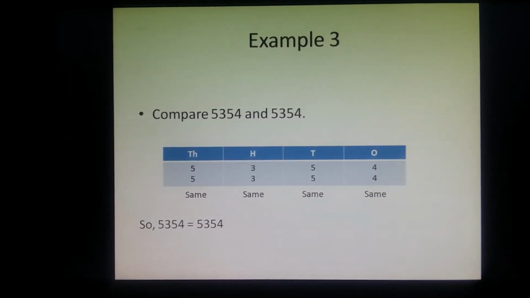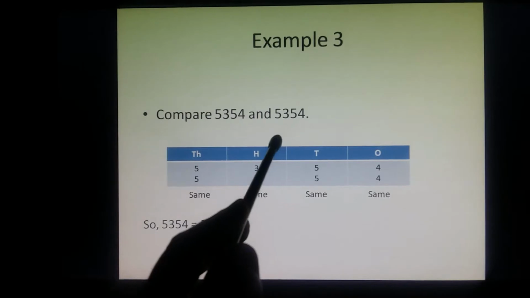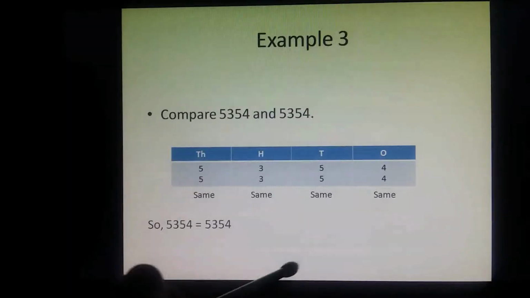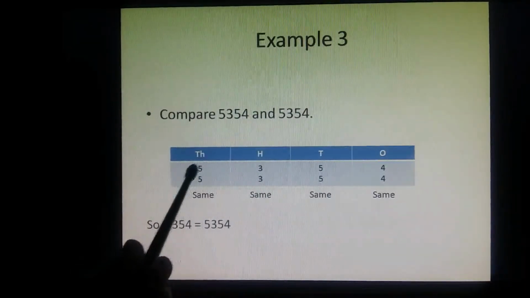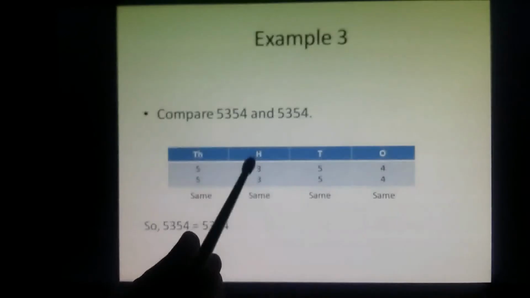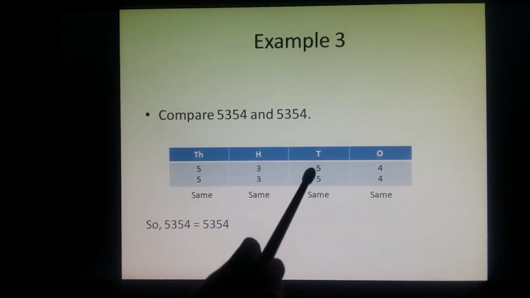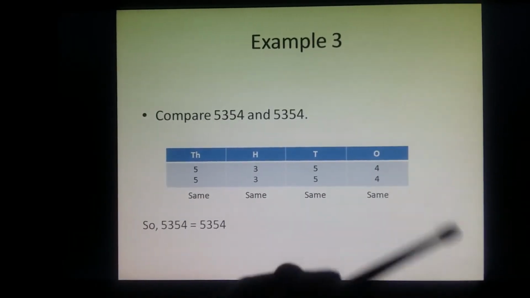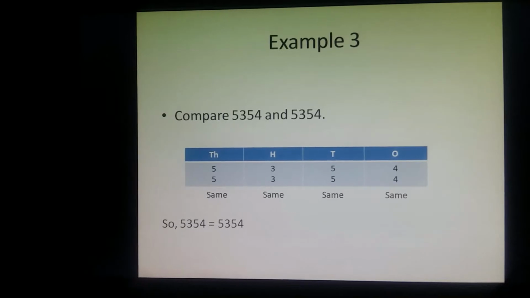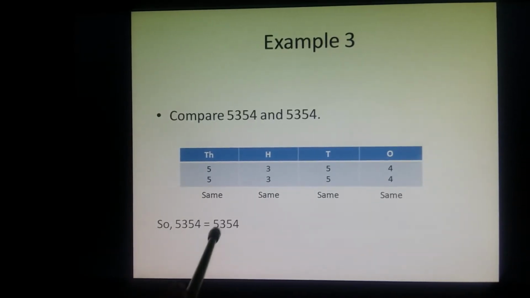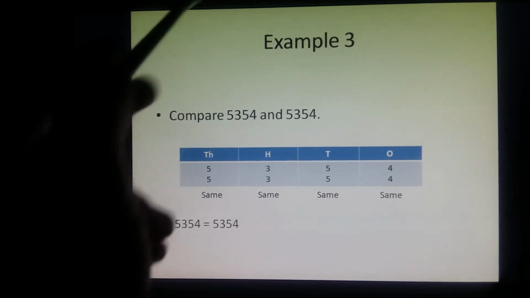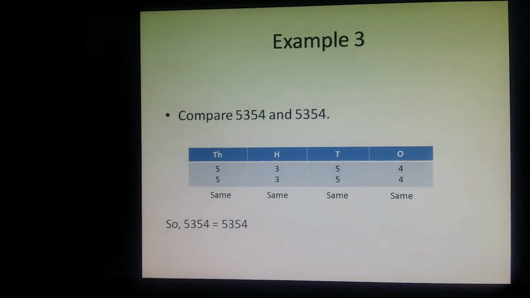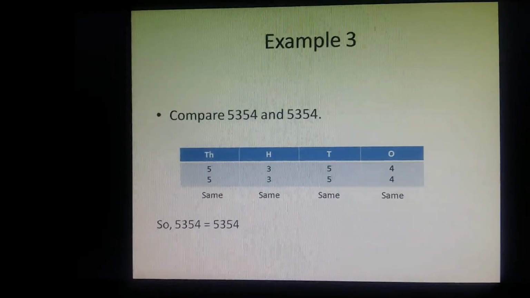Next example is compare 5354 and 5354. So it is clear that all the digits of both the numbers are the same. At the thousands place we have 5 and 5, hundreds place 3 and 3, tens place 5 and 5, and ones place 4 and 4. So all the digits of both the numbers are the same. So 5354 equals 5354. So these are the three examples of comparison of numbers which explain greater than, less than and equal to.